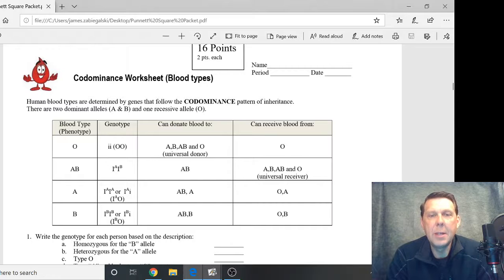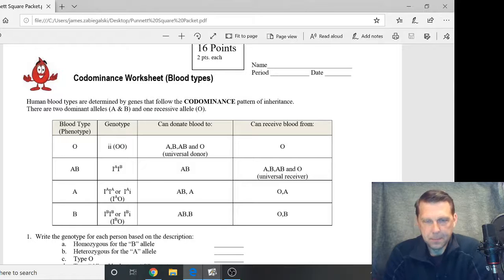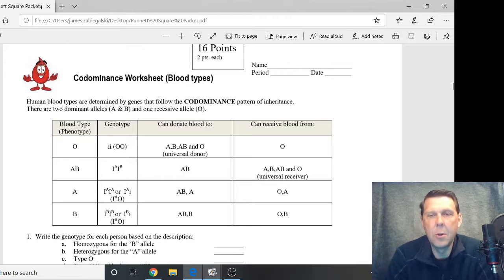You can donate blood to anybody because AB, and O has O, so you can donate to them. AB, when their antibodies look at this O blood, they're not going to see anything bad. And same thing for B and A. They won't see anything bad because there's nothing on it, so they're just going to let it alone. But they can only receive blood from an O because they're O. They can't get A or B.